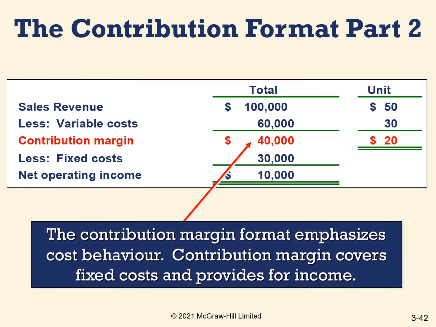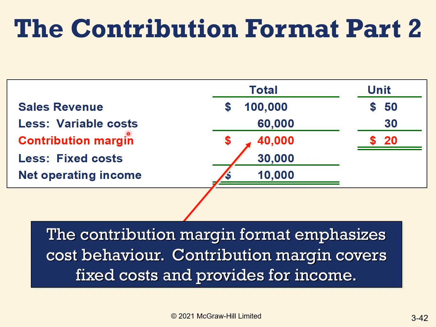As you can see, our contribution format will break out the variable costs and our fixed costs. If we go from the top down, we start as normal with our sales revenue of $100,000, but then we take away our variable costs of $60,000 to get our contribution margin. So our contribution margin, our sales revenue less our variable costs, is our $40,000 contribution margin. The contribution margin format emphasizes cost behavior. Our contribution margin covers our fixed costs and provides for income. So these fixed costs down here, these $30,000, as we know, they're not really going to change. They're pretty fixed.